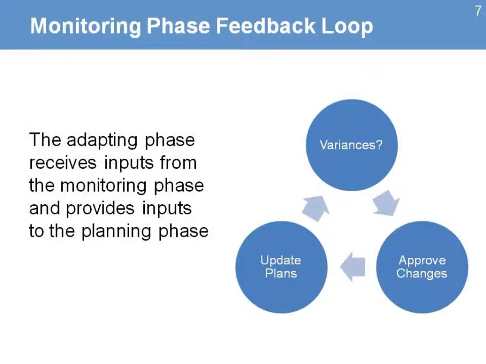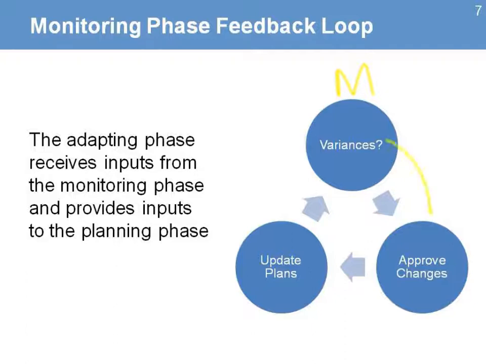The monitoring phase feedback loop. This is the loop that happens, and it's important that we spend some time with it. It says that the adapting phase receives input from the monitoring phase and provides inputs to the planning phase. So during the monitoring phase, we look at variances. We try to see what changed from what we planned to do to what actually happened. And those variances are giving us information that we need to react to in terms of doing some actions. We need to make changes. We need to improve the way we are working. We need to find ways to get back on track.